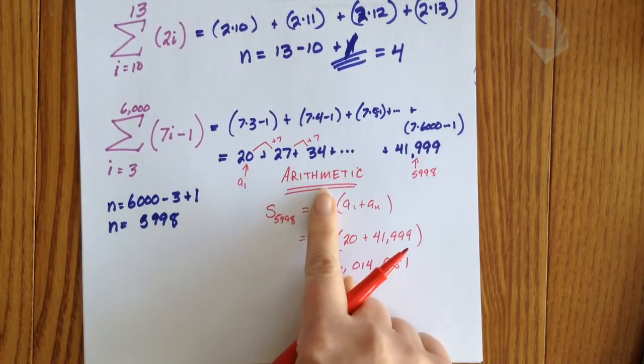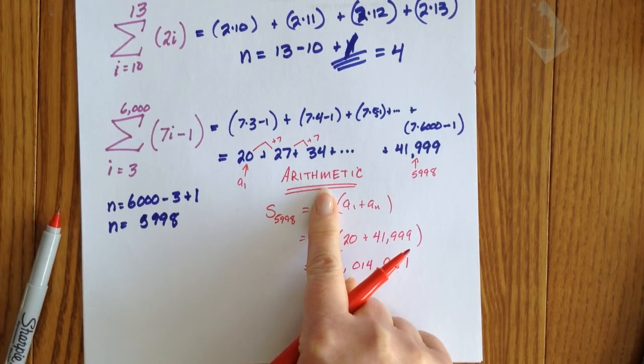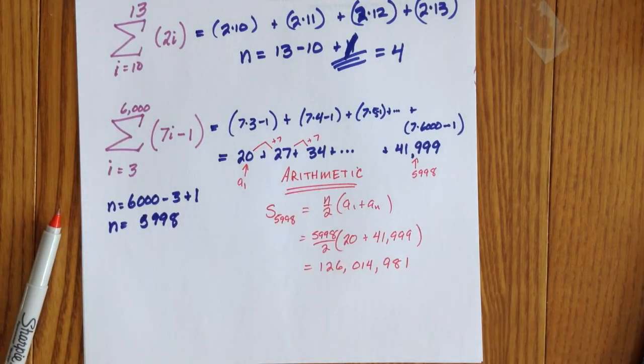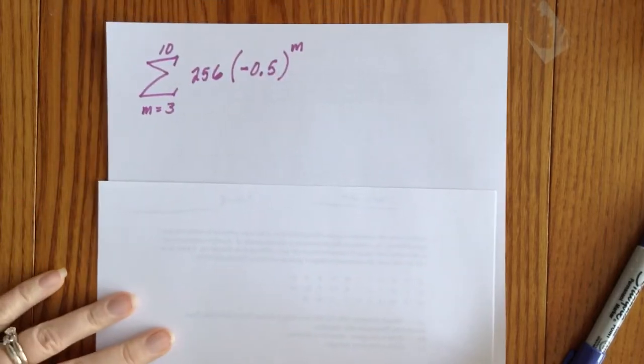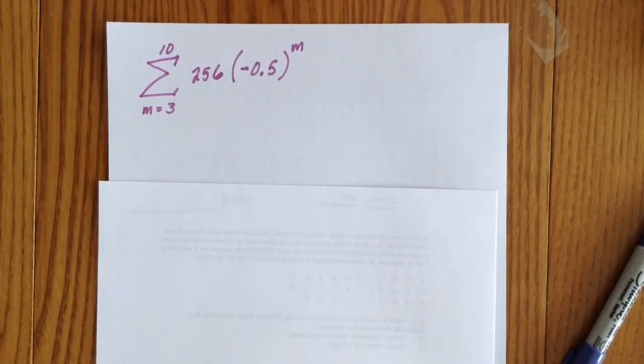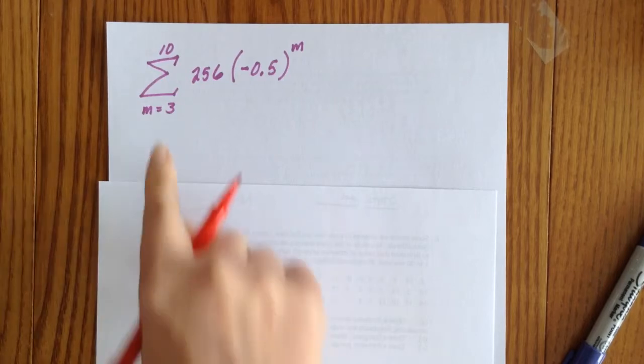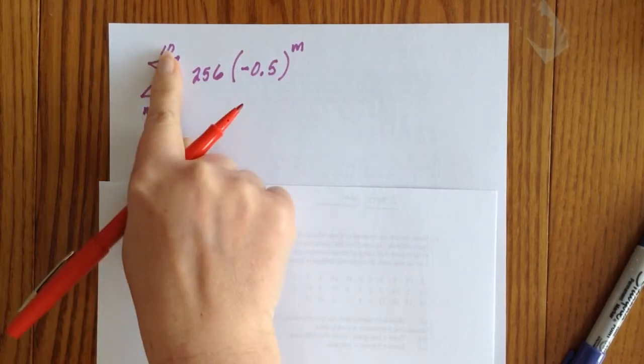Okay, well, that's an example where the sequence was arithmetic. Maybe we should do another example. No way! Yeah, I got one right here. All right, so let's check this one out. This sequence goes from 3 to 10. The counter numbers are from 3 to 10.